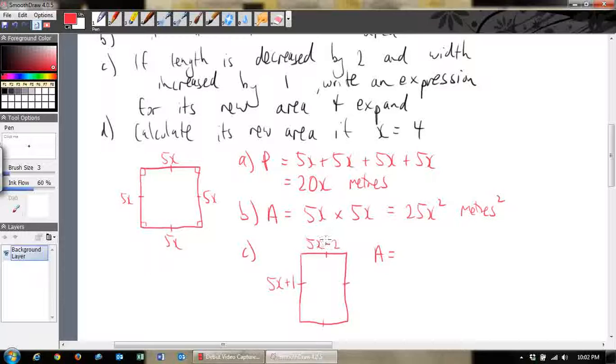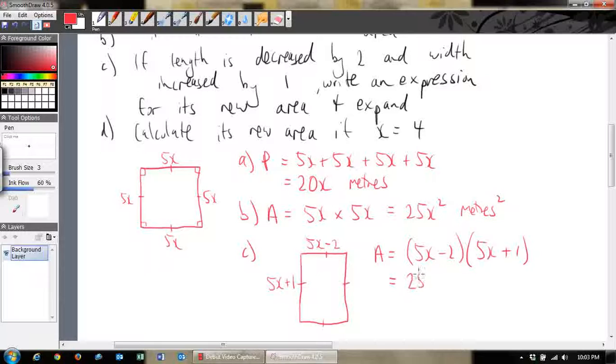Remember, to find the area of a rectangle, we just multiply the two lengths together. So the length times its width, or length times height, whatever it is. So what's its length? It's 5x minus 2 multiplied by its height, which is 5x plus 1. Okay, so that's its area. No worries. Now it says write an expression for its new area and expand. So we need to expand this out. Okay, so let's do that.